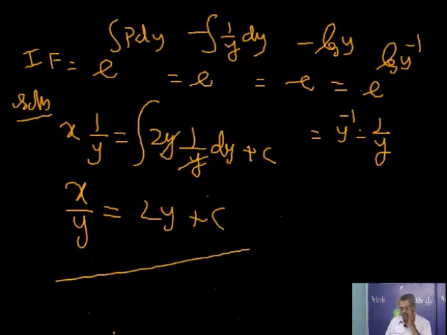You can easily verify the solution, because if you differentiate this once, you can easily see the differential equation: x plus 2y square dy by dx is equal to 1, something like that. So now, this is a linear equation in x.